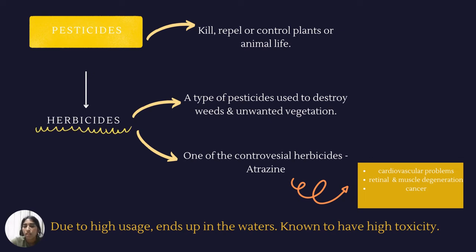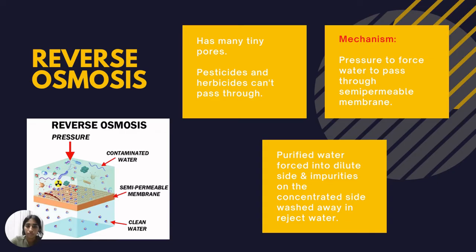These pesticides and herbicides are commonly used in agricultural industries, and due to their high usage, they also end up in waters. They are becoming more known for having high toxicity towards both humans as well as the environment. In order to treat this type of waste in water, the first potential treatment is reverse osmosis. The reverse osmosis membrane has many tiny pores that will ensure pesticides and herbicides are unable to pass through it. The main mechanism here is using pressure to force the water molecules to pass through a semi-permeable membrane.